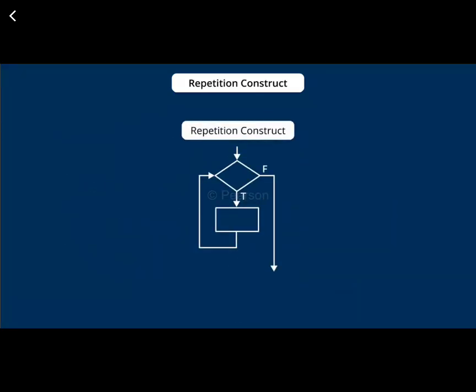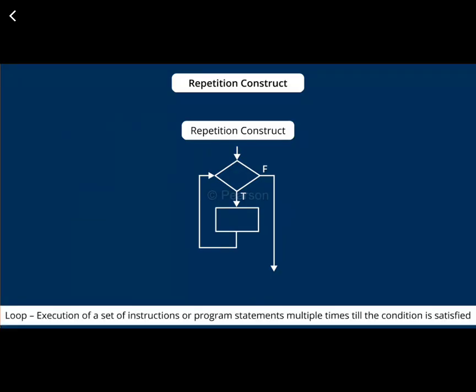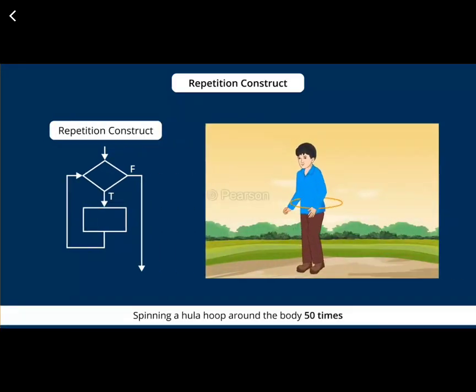In repetition construct, a set of instructions are repeated multiple times using a loop or iteration. A loop can be defined as the execution of a set of instructions or program statements multiple times till the condition is satisfied. From our daily life, the action of spinning a hula hoop around the body 50 times resembles repetition construct.